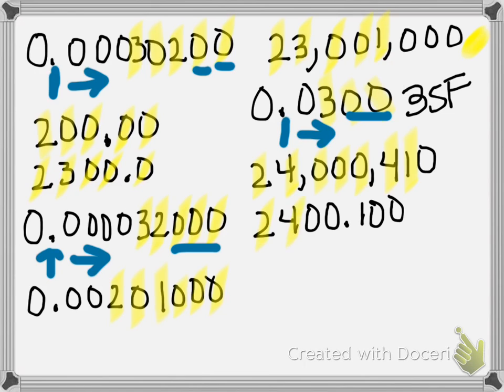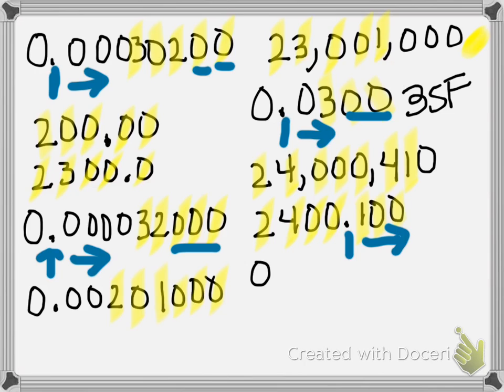Letter E. Again, the 2, the 4, the 1 are significant. These 2 zeros here are significant because they're between numbers that are not 0. These last 2 zeros are also significant again because here's our decimal, they're to the right, and they are at the end of a number. So this one again has 7 significant digits.